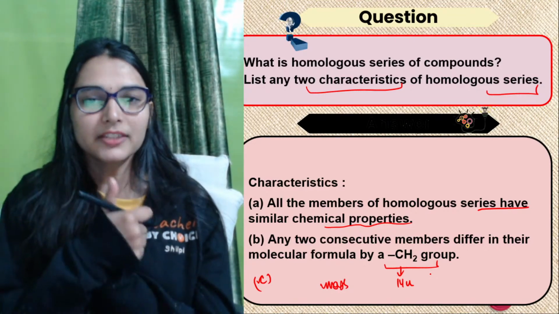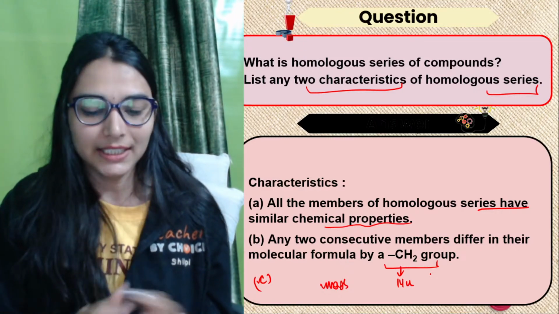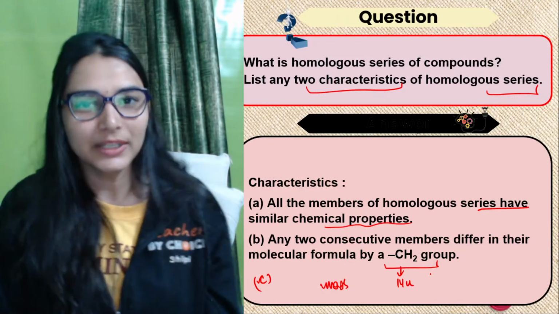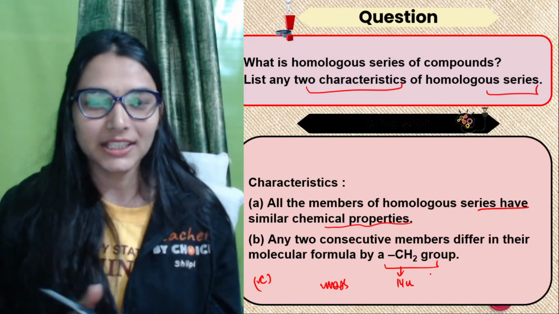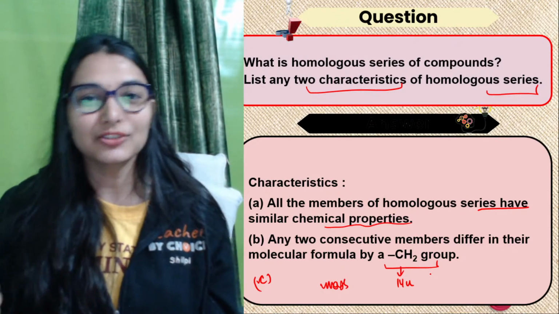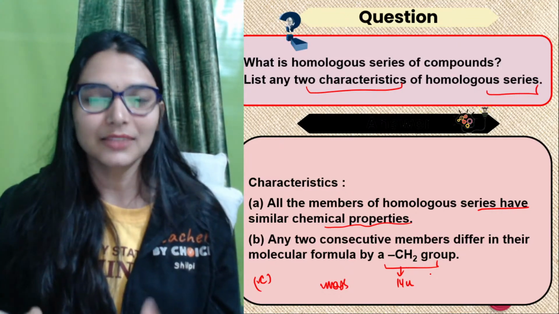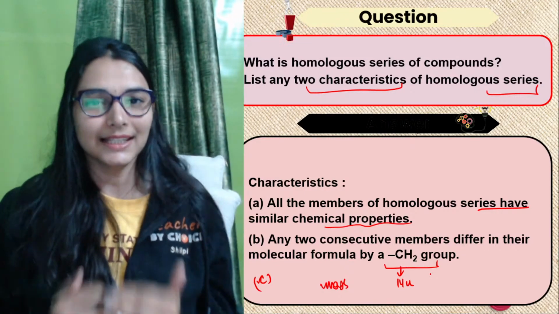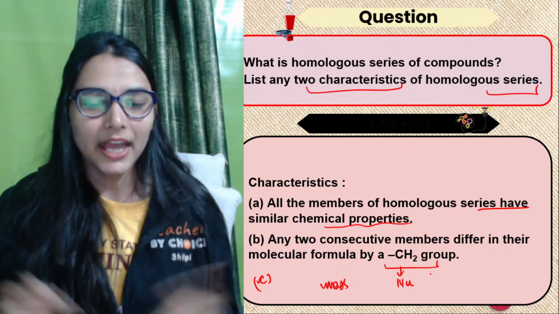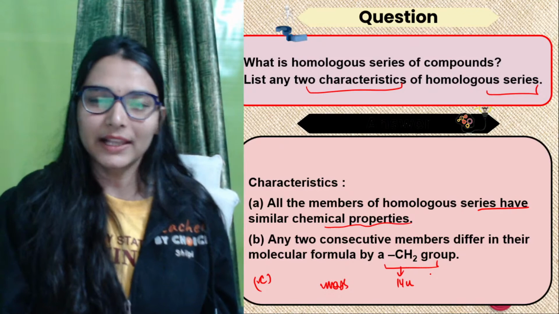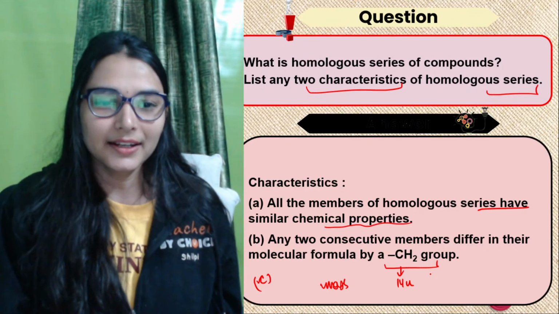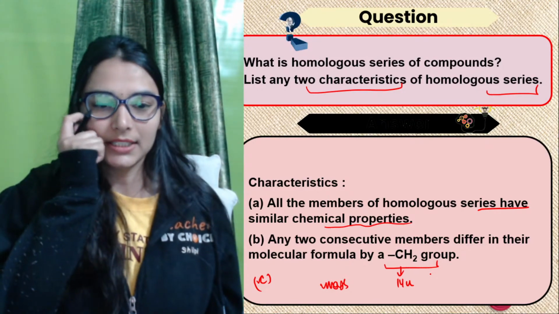Okay, the next point, members of homologous series are having similar chemical properties, but there is a gradation in physical properties. You know that physical properties will change, right? And the reason is that mass is increasing at every successive step, and mass being a physical property, it would be impacting the density, melting point, boiling point, and the remaining physical properties.